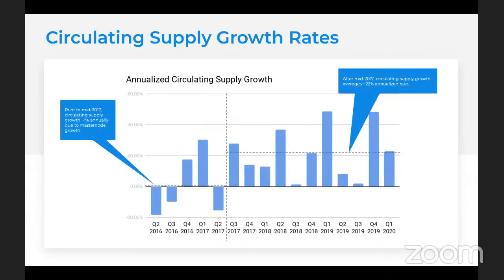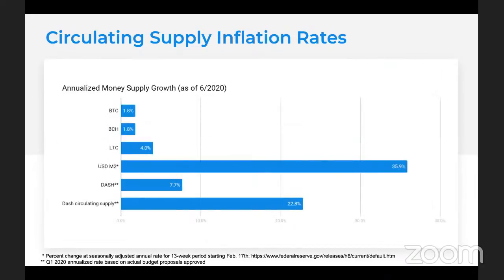On the next slide, what I've done is this is another slide that I shared in December, but I've updated it for the current numbers. These are circulating supply inflation rates as of this month. Right now, Bitcoin and Bitcoin Cash have a supply growth rate of about 1.8% on an annualized basis. Litecoin is currently about 4%.